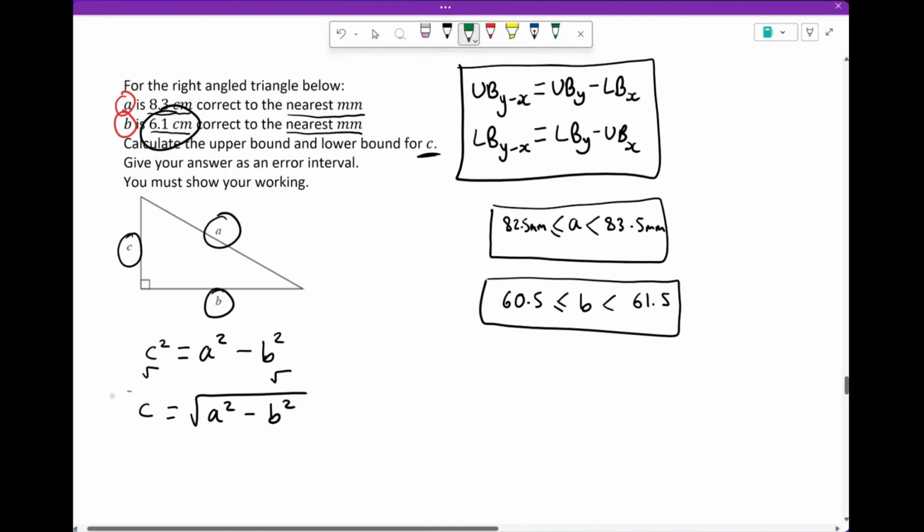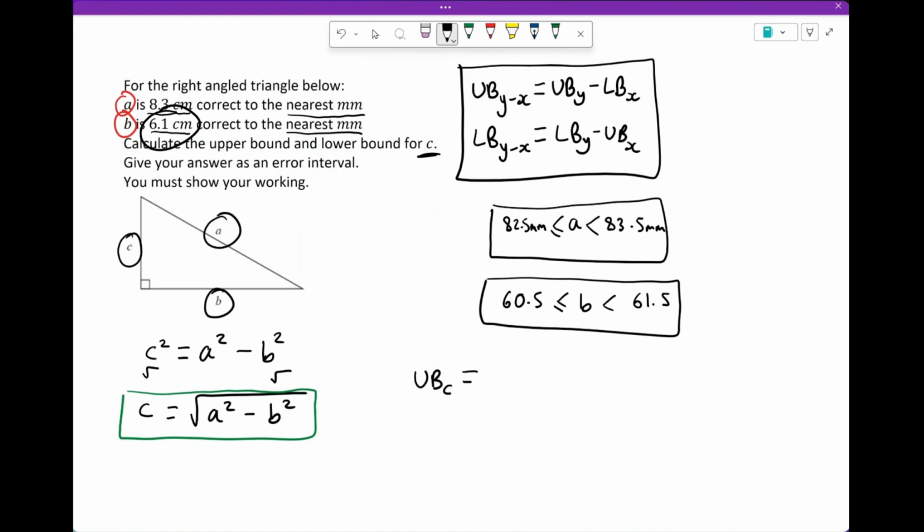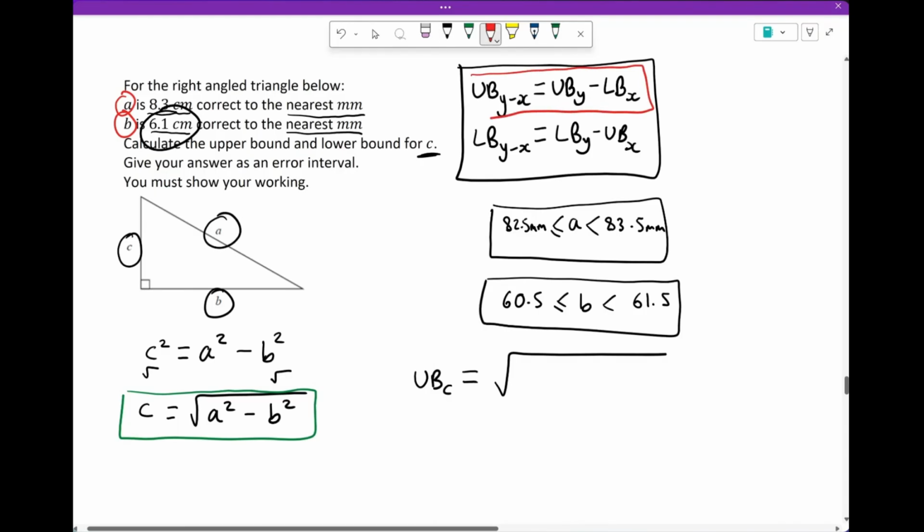So now let's consider our calculation for C, which is written here. Because we need to find the upper and lower bound of this calculation in order to get our error interval. So I'm going to write UB, upper bound for C, and that is going to be equal to the square root of, and when we're dealing with upper bounds for subtraction, we're going to make use of this rule up here. So it's going to be the upper bound subtract the lower bound. So for A, it's going to be the upper bound, and don't forget we do have to square it, and then it's going to be subtract, and then for B, it's going to be the lower bound. So we're going to do the lower bound of B, and we just have to square it.